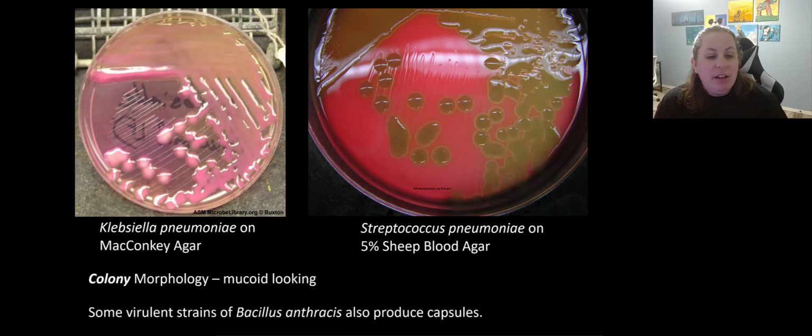Some virulent strains of Bacillus anthracis also produce capsules as well. Now remember, capsules allow these bacteria to stay dormant for long periods of time, especially when conditions are not favorable for them. So it's a form of protection for the bacteria as well as a way for it to try to evade your immune system.